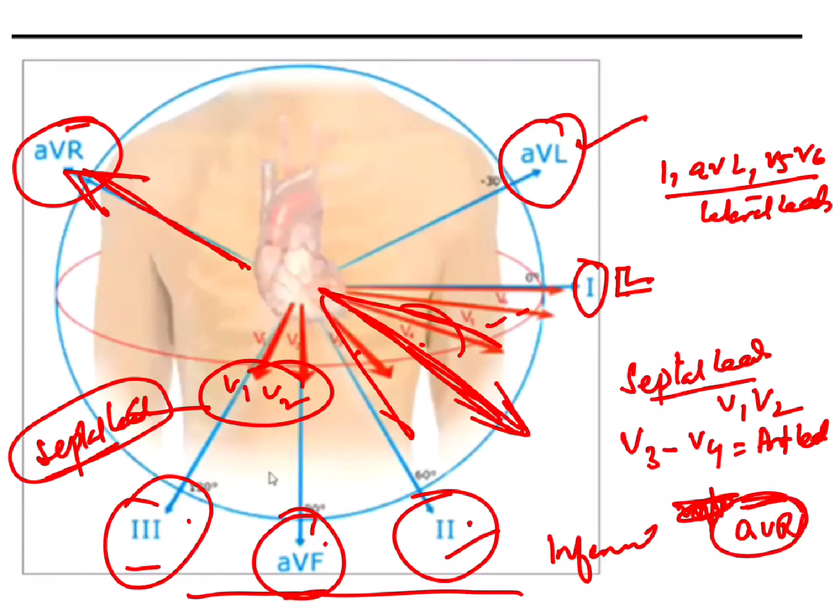All deflections will be negative in AVR. If we find any positive deflection in AVR, we should think of either the leads are misplaced or the patient is having dextrocardia.